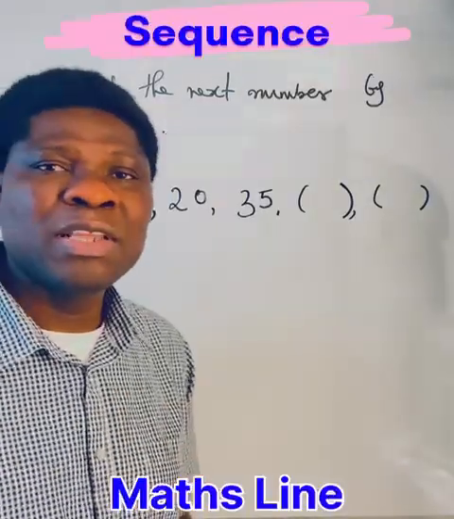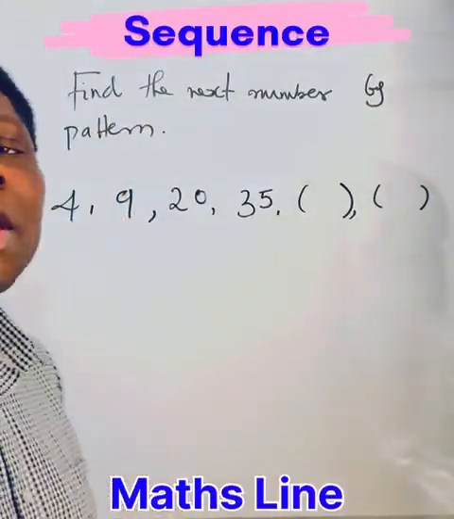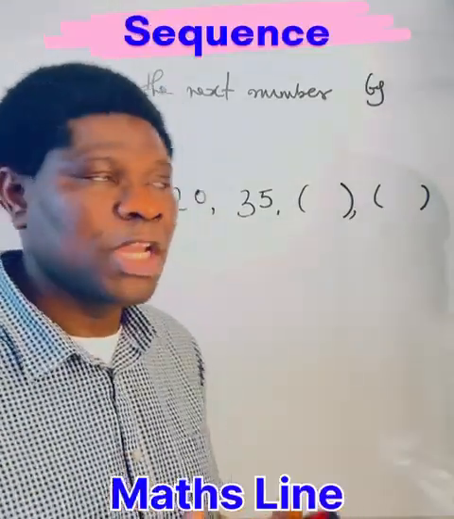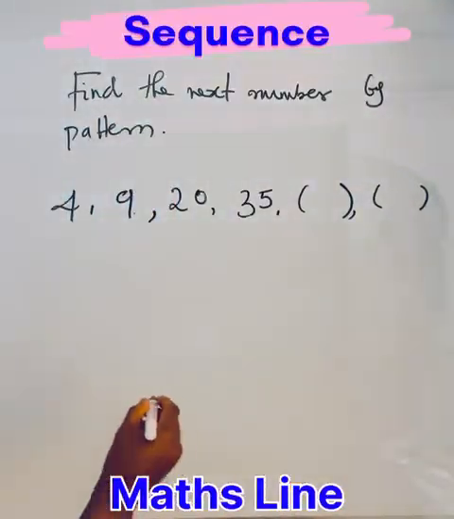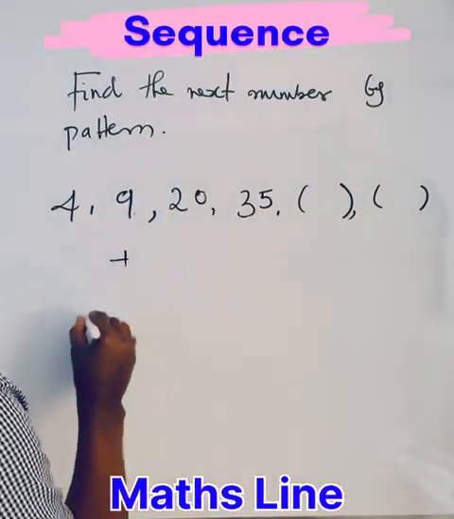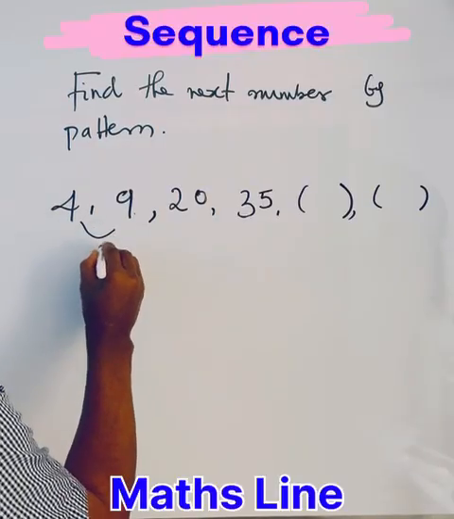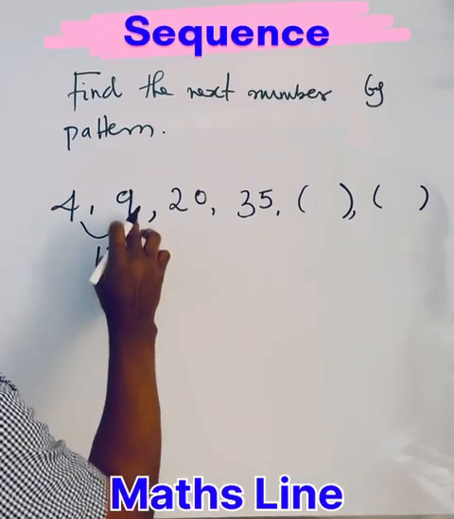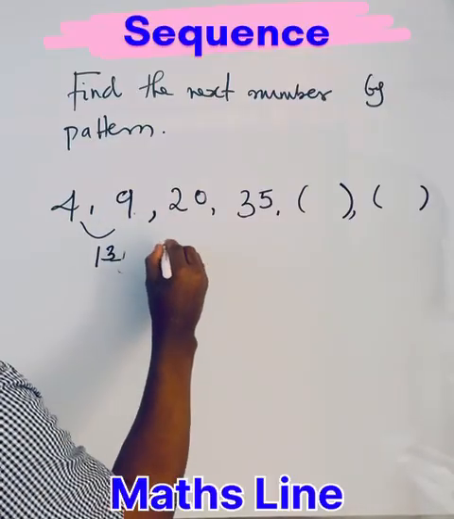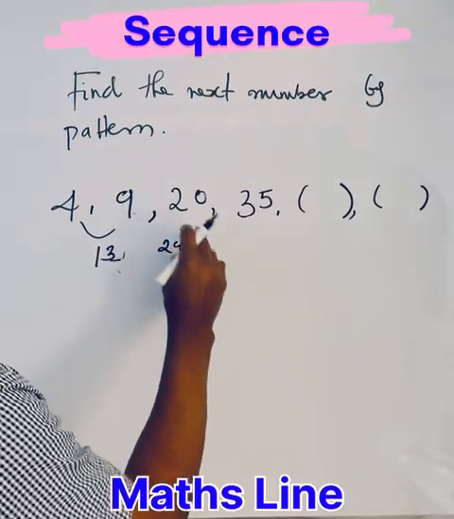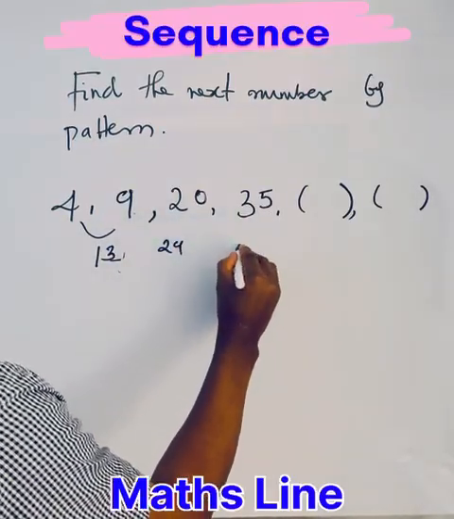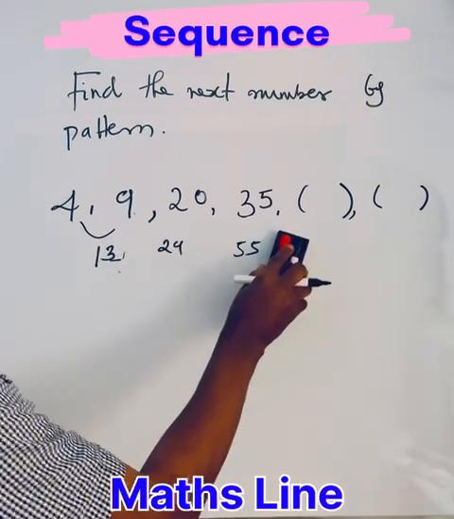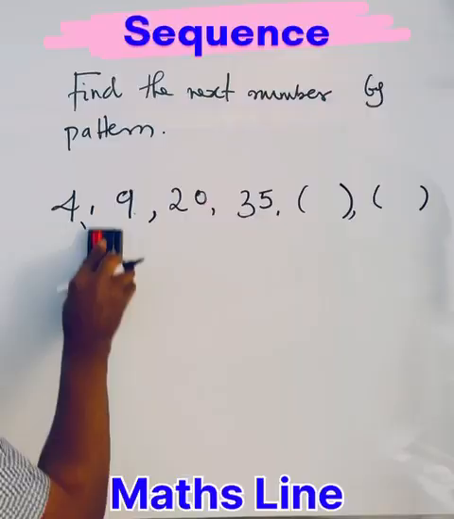When you're looking for pattern finding numbers, we have to employ either addition, maybe we apply subtraction, or we apply multiplication. So now let us look at this rule. If we add these two together, it will give us 13. Now when we add 9 to 20, it will give us 29. When we add 20 to 35, it will give us 55, which means that we are not following a pattern.